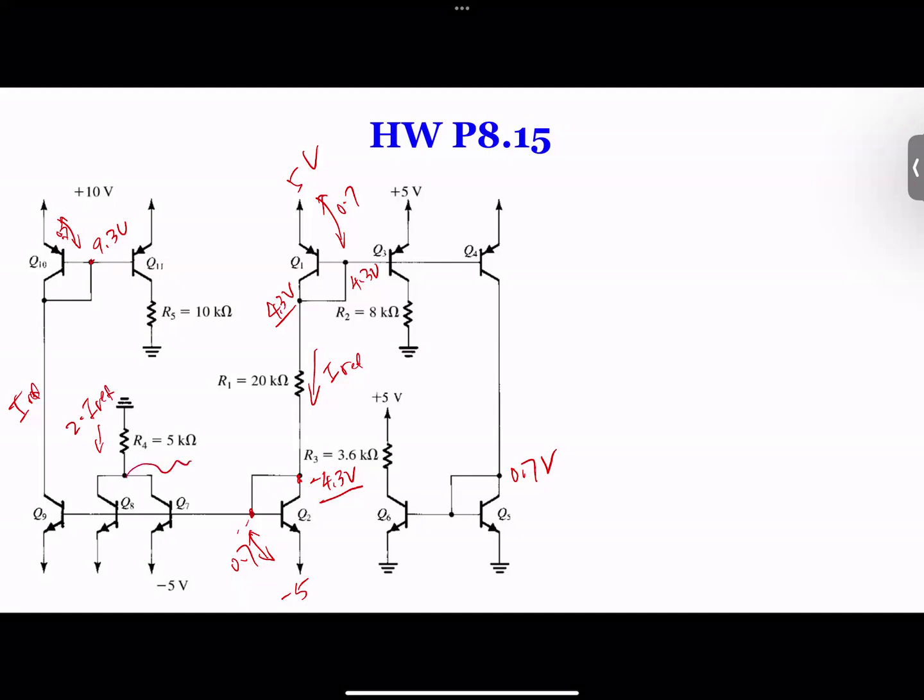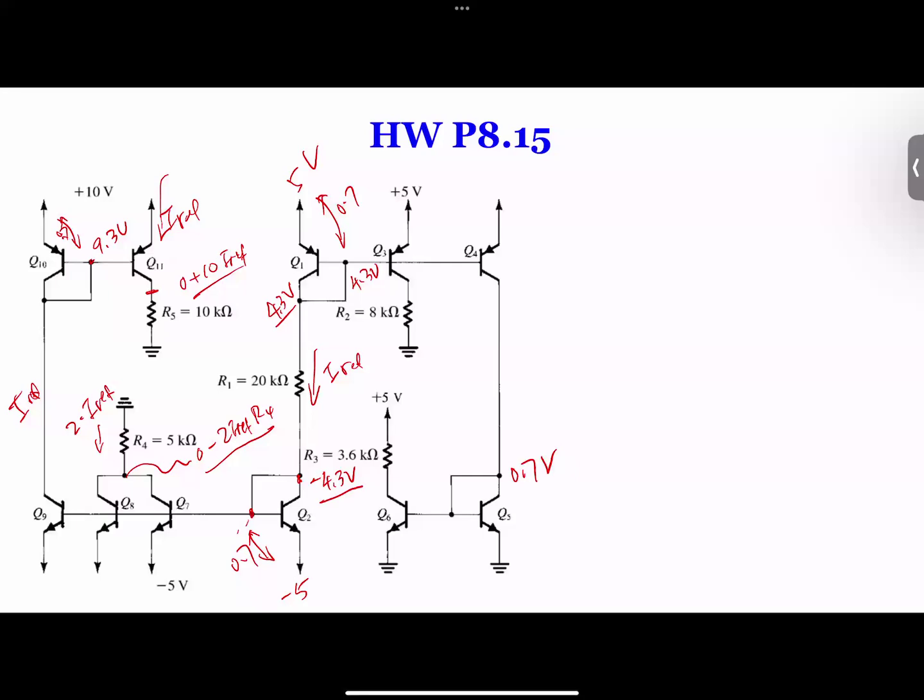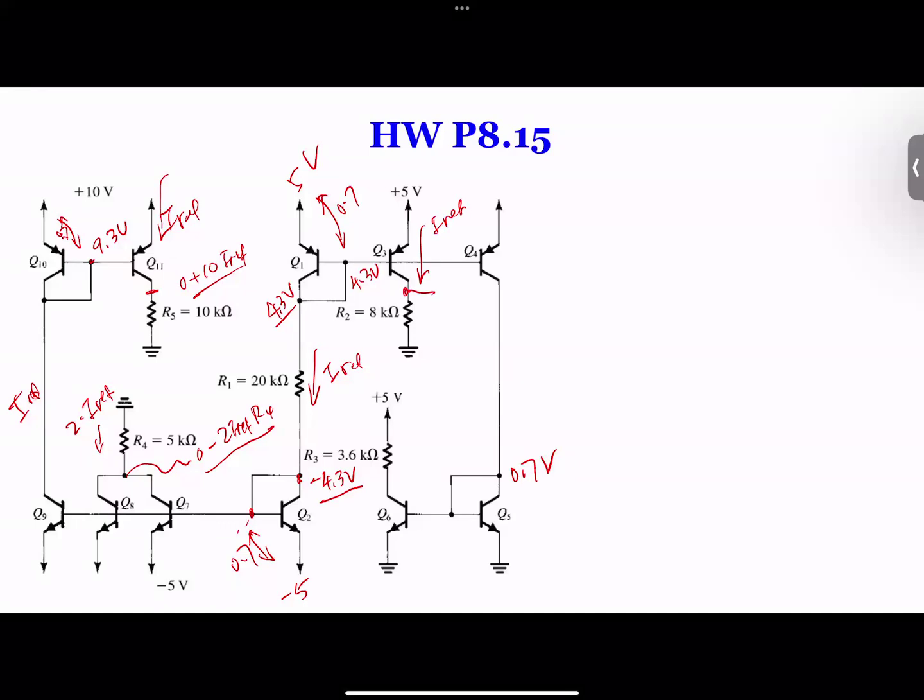And this voltage here is going to be 0 minus 2 times I reference times R4. You get this voltage over here. And then this I and this I reference, you see, the current over here is going to be I reference. And so the voltage here is going to be 0 plus 10 times I reference. You got voltage over here, and you have current over here. So this current is the same I reference. And over here, voltage is 5 minus 8 times I reference.